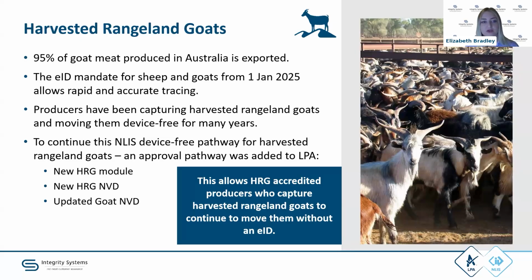So if you do catch these goats, you need to do the accreditation in that module to get access to a new NPD and be able to move those goats without applying an NLAS device. So roughly they're either going from capture straight to slaughter or via one depot, which is 10 days in totality. So very tight time frame.